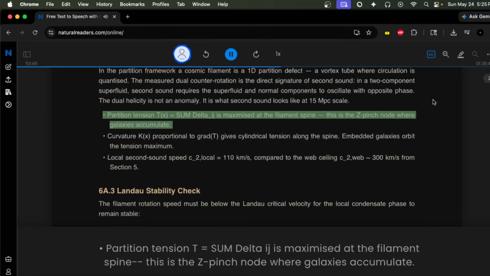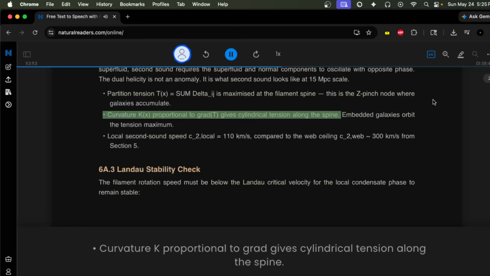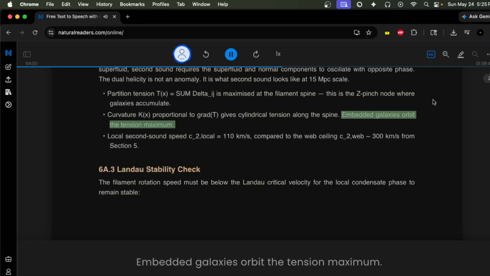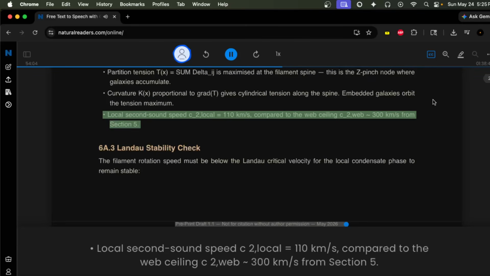Partition tension T equals the sum of delta I j, maximized at the filament spine. This is the Z-pinch node where galaxies accumulate. Curvature K proportional to the gradient gives cylindrical tension along the spine. Embedded galaxies orbit the tension maximum. Local second sound speed C2 local equals 110 km per second, compared to the Webb ceiling C2 Webb of approximately 300 km per second from section 5.